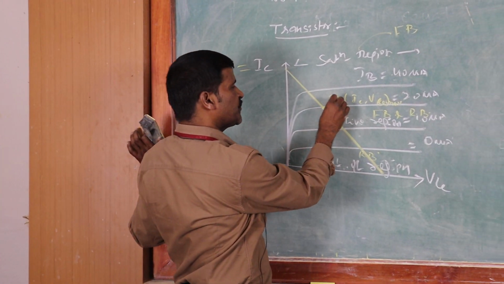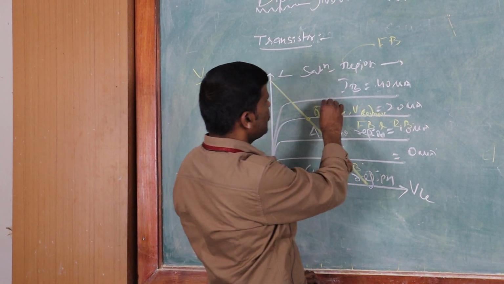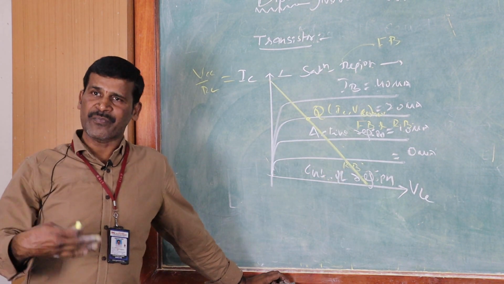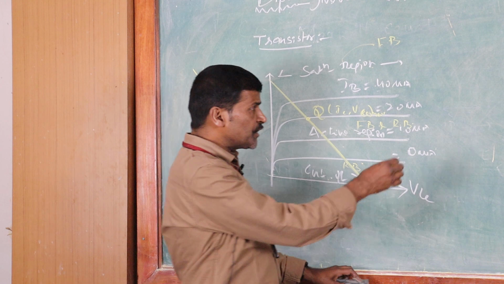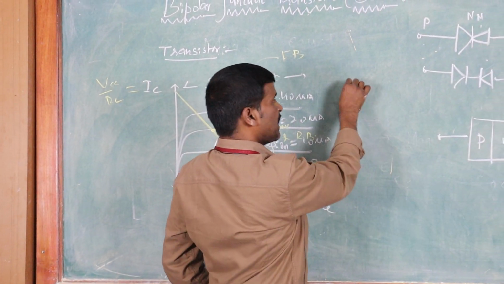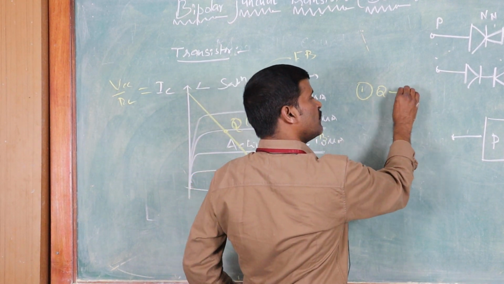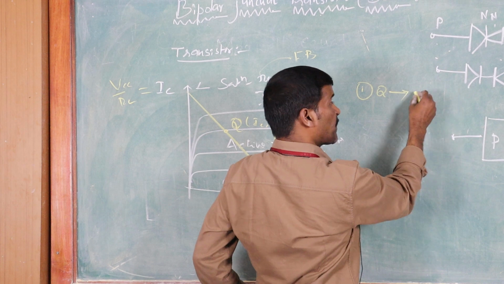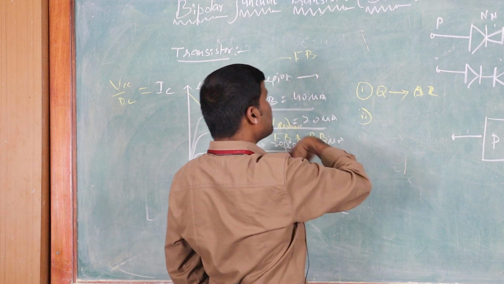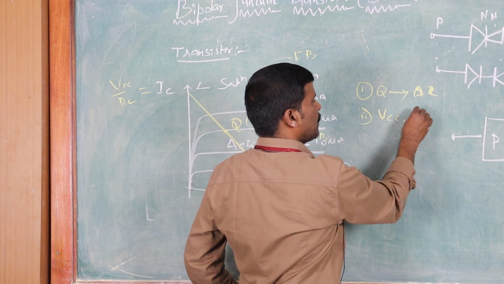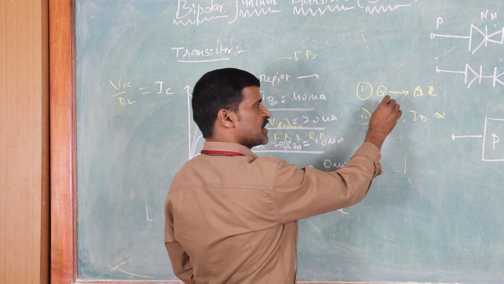What is meant by Q point, or operating point of any device? The Q point is defined as follows: in order to get proper DC values or proper amplification, the Q point must be in active region. In order to get distortionless amplification, it has to satisfy two conditions. Number one, the transistor is always operated in active region. And number two, all its parameters like VCC, IB, alpha, beta, gamma are within the range. Then only we can get a distortionless amplifier.